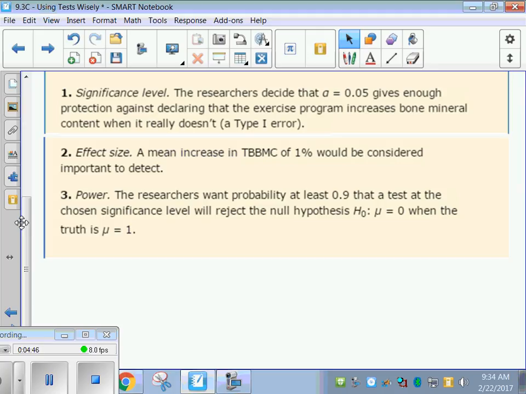And number 2, we want to look at the effect size. So a mean increase in TBBMC of 1% is important to detect. So what our null value was, which was 0, and what the truth is, 1%, we want to be able to detect that that is actually significant, all right? And then power. The researchers want probability of at least 90%, so there's our power, that a test at the chosen significance level will reject the null hypothesis, as it should. So 90% chance of avoiding a type 2 error. So the null is 0 when the truth is actually 1.